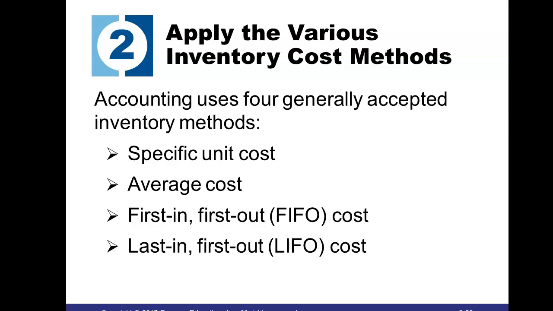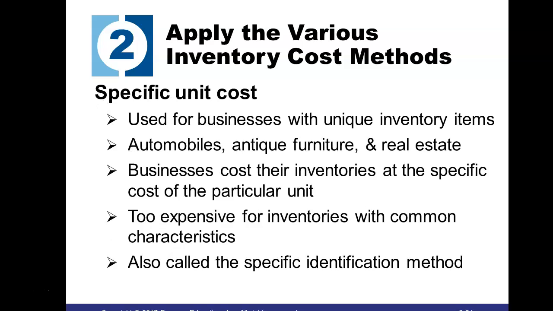So there are a number of methods to identifying or calculating the cost of inventory. You've got first in, first out, last in, first out, average cost, and specific unit cost method. And it's used for inventories that are very, very unique for specific costs. I would say more like antique furniture, jewelry could be also, automobiles, and maybe real estate. Very expensive inventories are kind of characteristic of this particular method of inventory valuation.